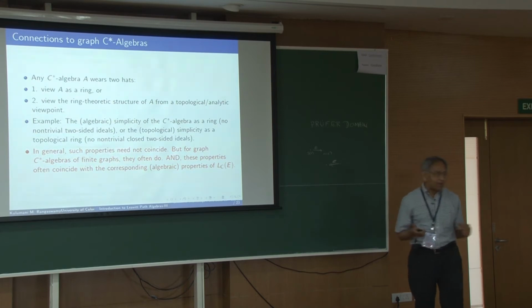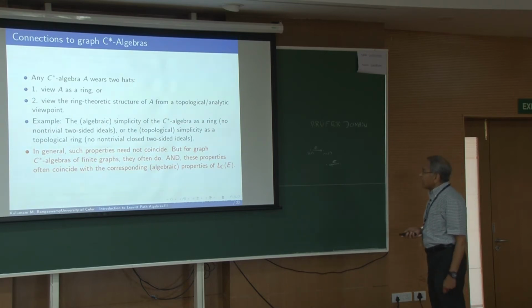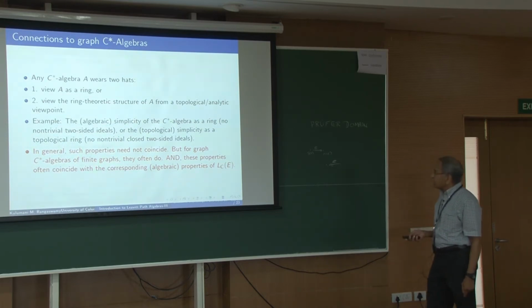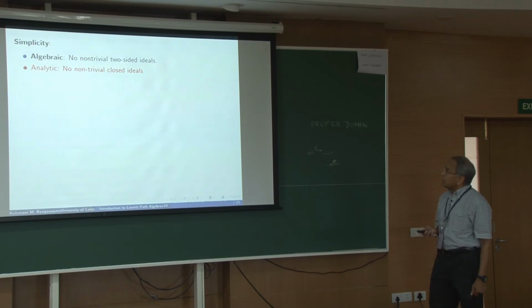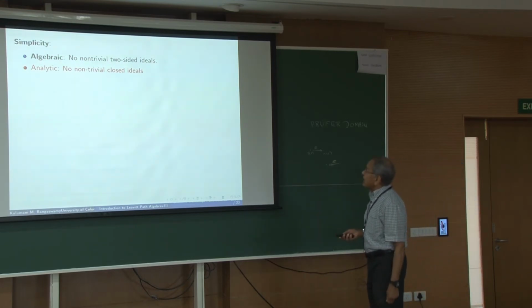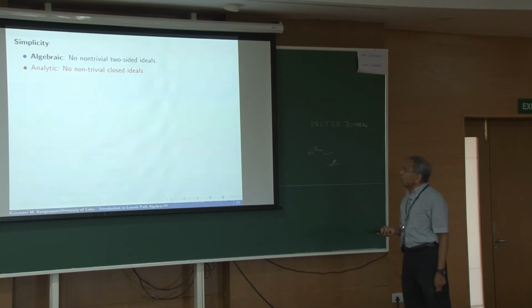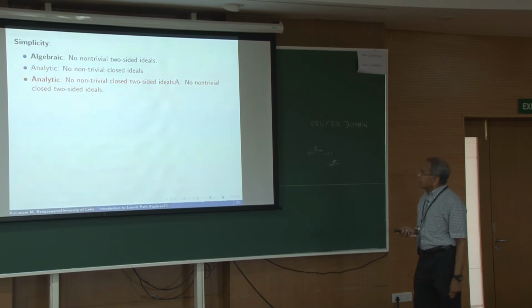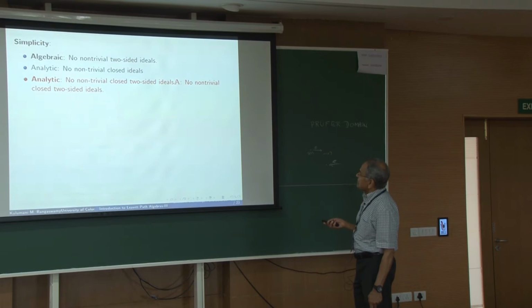However, for Leavitt path algebras, again, something special happens. Namely, for the graph C-star algebras of a finite graph, they often do coincide with the corresponding algebraic properties of the corresponding Leavitt path algebra. Let me give an example here. For instance, algebraically, simplicity means no non-trivial two-sided ideals. Analytically, it means no non-zero, non-trivial closed ideals.